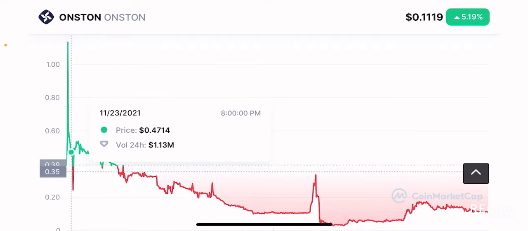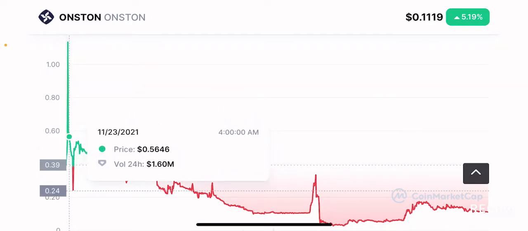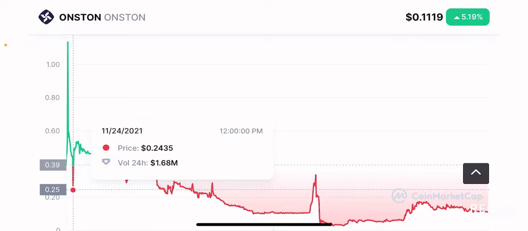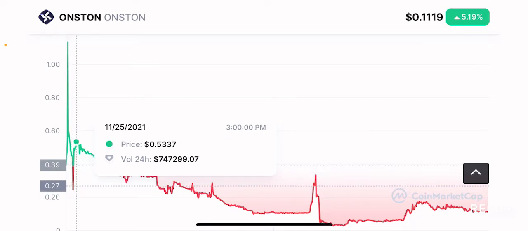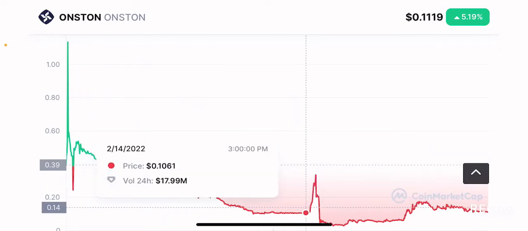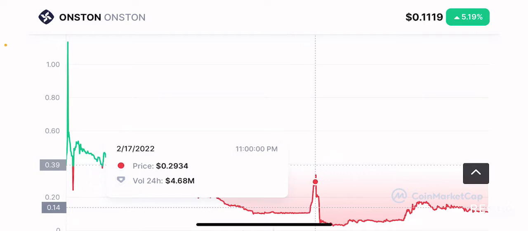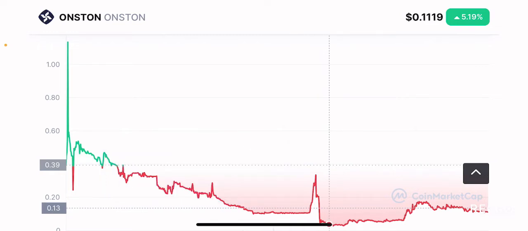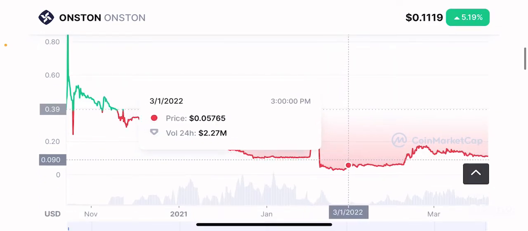And then the token went to a relative low, for a brief period of time it went as low as 24 cents per token as of 24th of November 2021, and then it regained back to a price of 53 to 52 cents per token, but it started gradually declining to a price of about 10 cents per token. It peaked to a price of about 26 to 27 cents per token before crashing down to an all-time low price point of 3 cents per token.